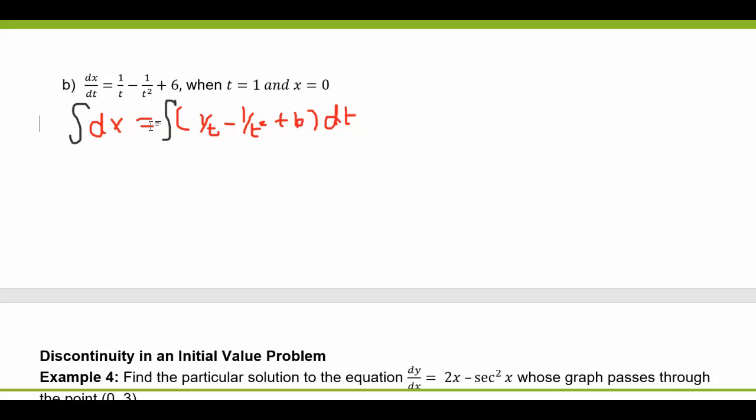But we're going to take the antiderivative, or the integral of both sides. So the integral of dx, that's like 1 dx, right? So the antiderivative of 1 is the variable that you're taking the integral with respect to. So the variable is being integrated with respect to x. So this is x.